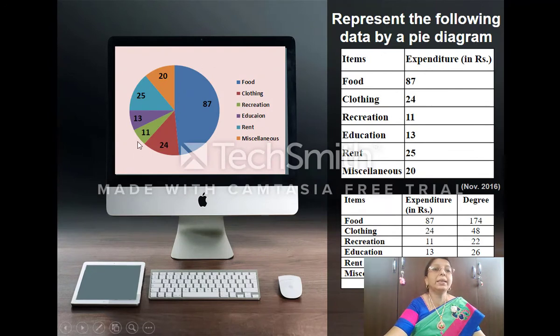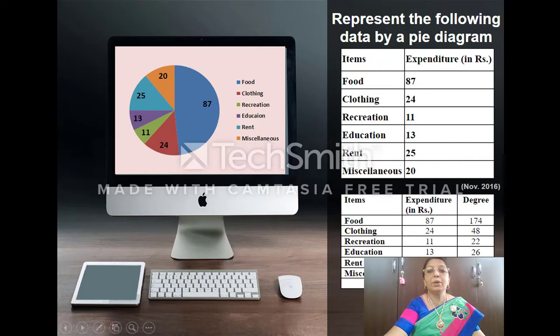So this looks like a pizza cut into slices, a pie cut into slices. So before going on to a pie diagram, they've given us the items, the food, clothing, recreation, education, rent and miscellaneous, and they've given us the expenditure. So what we have to do is put the total of the expenditure. Convert the expenditure into degrees. So 87 rupees to be converted into degrees, what you have to do is 87 divided by the total, that is 180, into 360. The total degrees is 360.